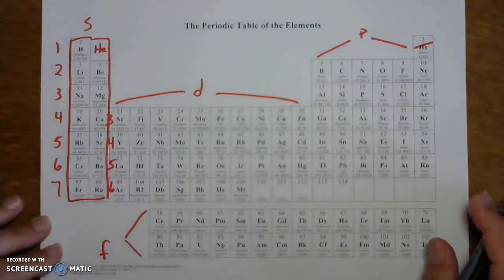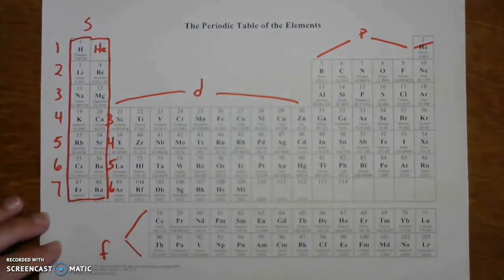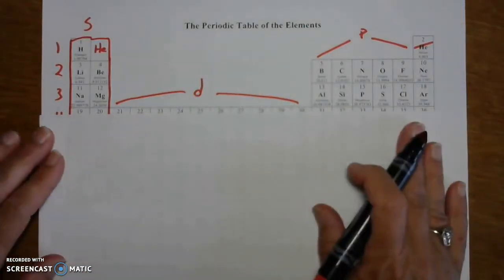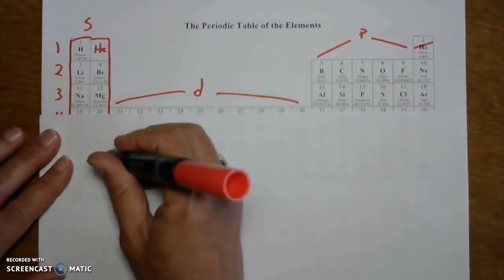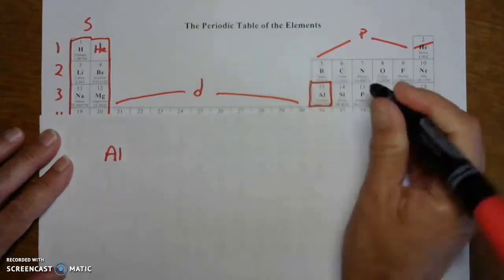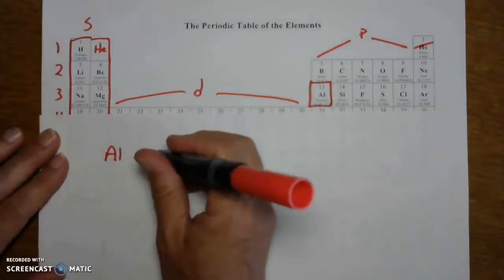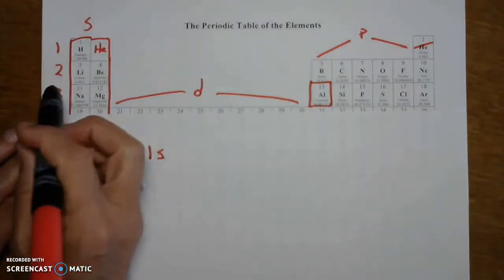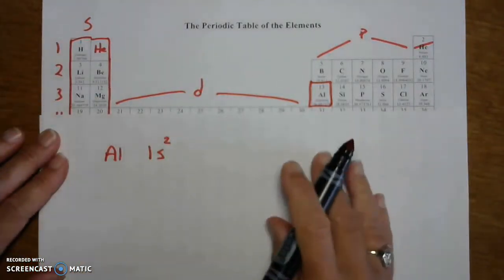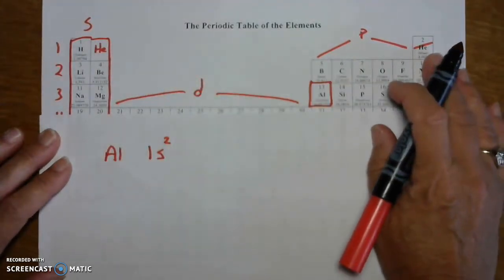All right. So let's do aluminum. Let's write the electron configuration for aluminum. Aluminum is right here on the periodic table. This is 1 and it's S. So we're going to write 1s, and there are 2 boxes here, so there are 2 electrons, 1s2. Okay, and that's all that's on that first row.